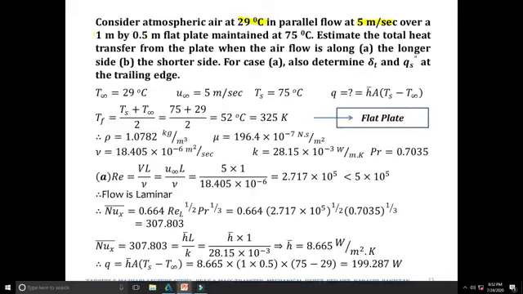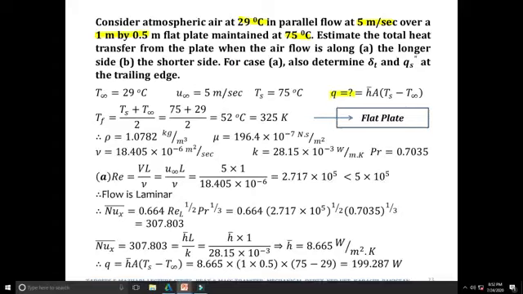over a 1 meter by 0.5 meter flat plate. So it is a flow over a flat plate. So we would be able to have the area 1 meter by 0.5 meter, and the plate is being maintained at a temperature of 75 degrees Celsius. So that would be Ts. Estimate the total heat transfer from the plate. So we have to find out Q, total heat transfer from the plate.